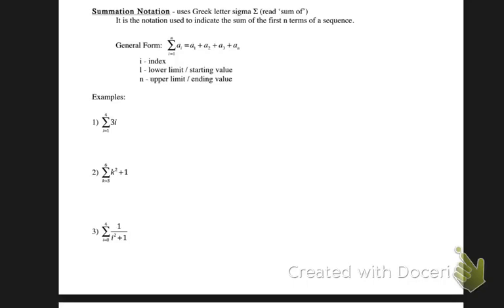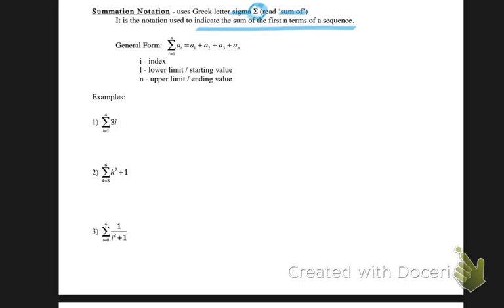These are 11.1 day 1 notes, and I'm starting on the back of the first page for summation notation. So this is a new Greek letter for us. It is called sigma, and we read it as sum of. So whenever you see this funky sigma symbol, it means to add up everything that follows. So it means the sum of. So it's a notation that we use to indicate the sum of the first n terms of a sequence.